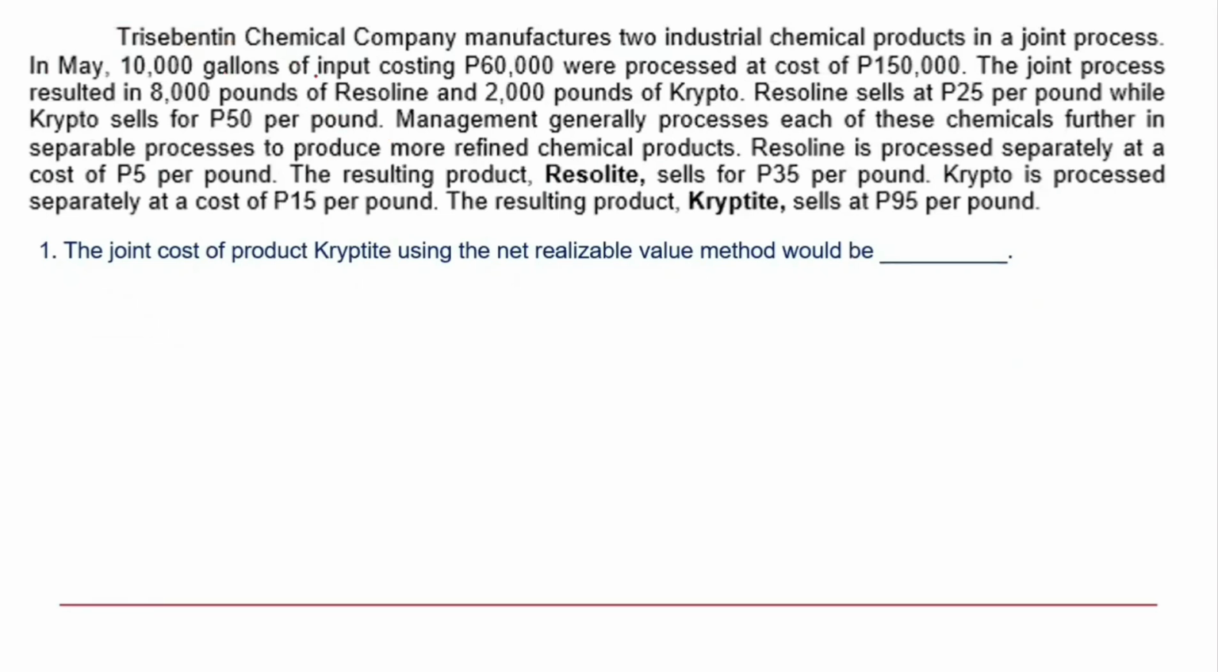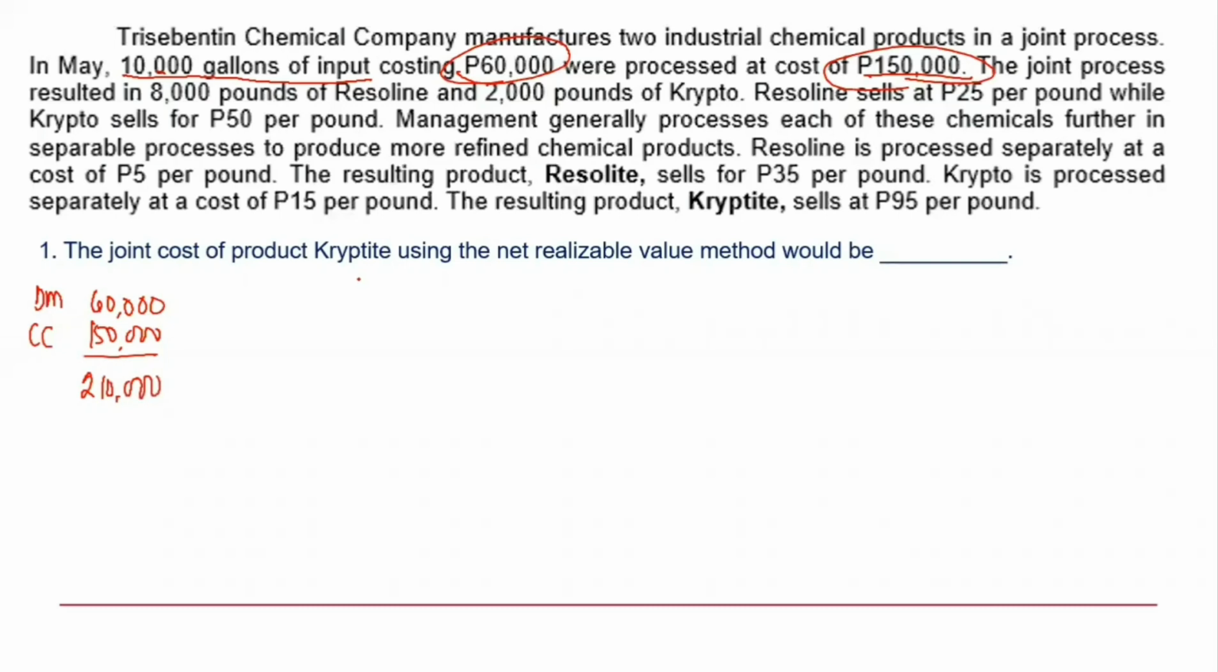Okay. So 317 Chemical Company manufactures 2 industrial chemical products in a joint process. So in May, 10,000 gallons of input. Input pa lang yung pinag-uusapan. Costing 60,000 were processed at cost of 150,000. So ano napansin nyo dito sa 60,000 at 150,000? Ito po yung ating joint cost. Diba? So DM is 60,000. Conversion cost per process at 150,000. Therefore, ang joint cost natin ay 210,000.